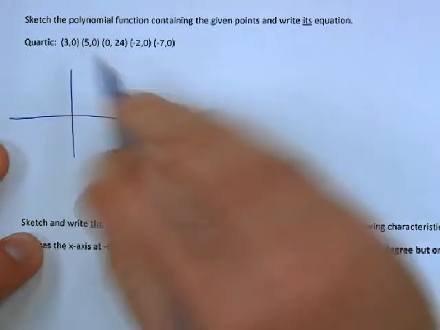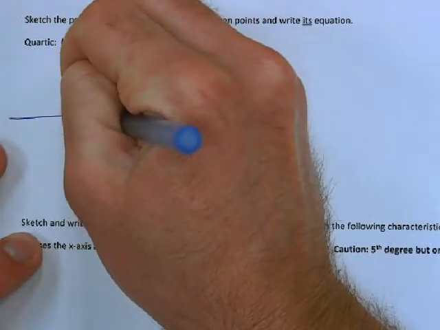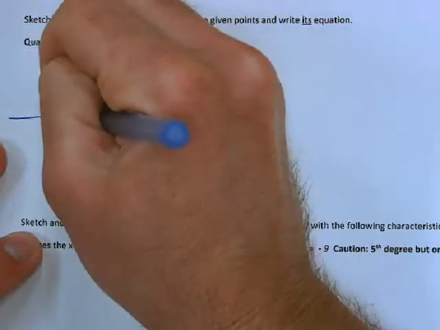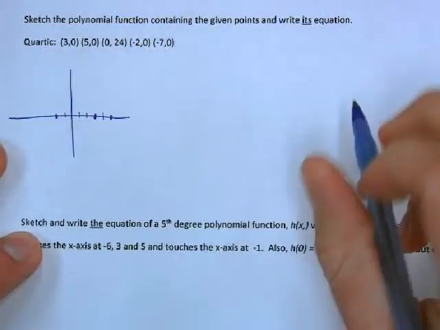All right, so we have intercepts at (3, 0). So I'm going to go 1, 2, 3. At (5, 0), (-2, 0), and (-7, 0).